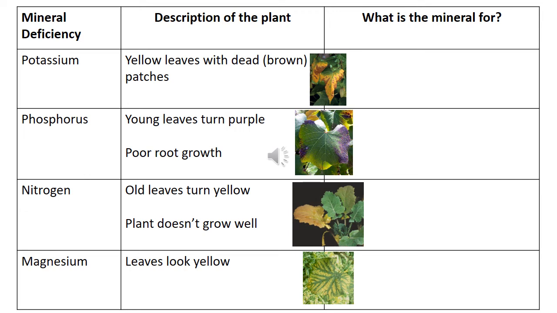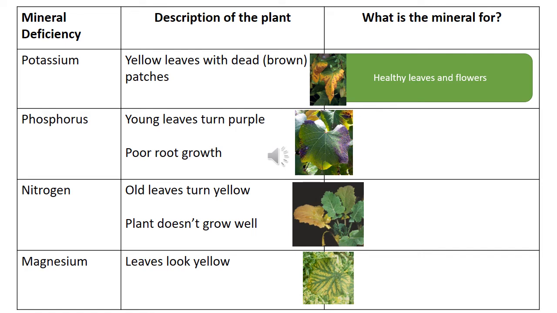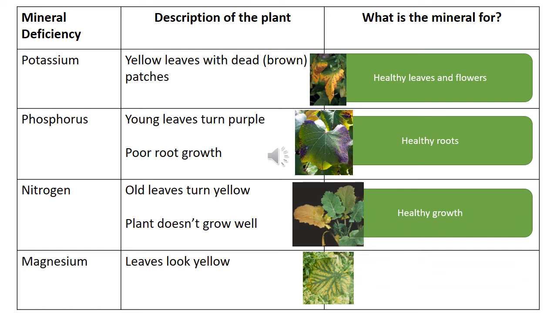Okay, filling in the last bit of our table here, we can see that if a plant doesn't have enough potassium, it's got yellow leaves and dead leaves. So potassium helps create healthy leaves and flowers. You can add that to your table. Phosphorus, we saw that leaves actually turned purple, but what's really important is it shows poor root growth. So phosphorus is important for healthy roots of a plant. In nitrogen deficiency, old leaves tend to turn yellow and the plant just isn't growing very well. So nitrogen is for healthy growth of a plant.